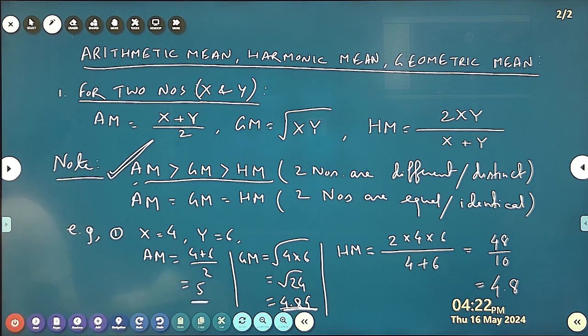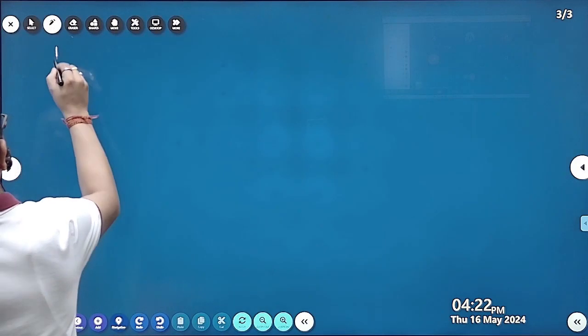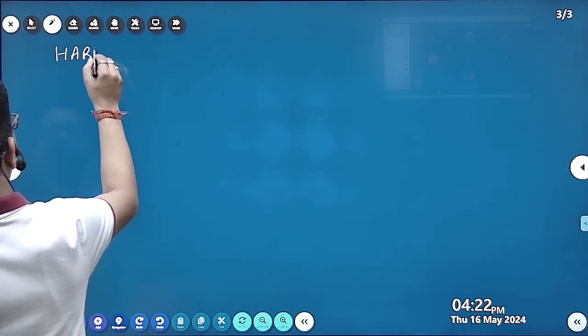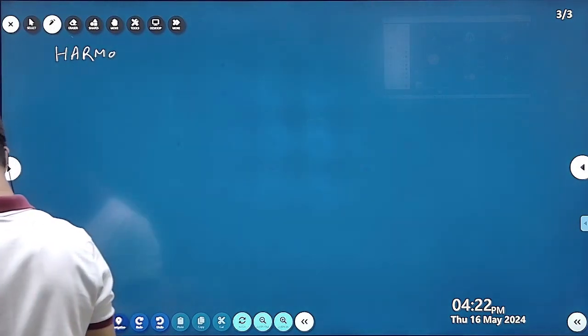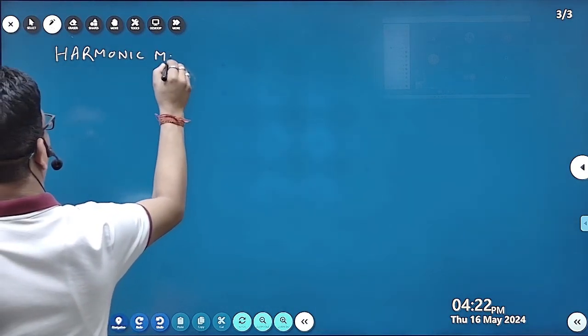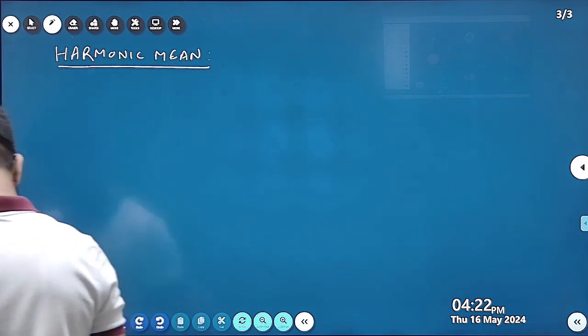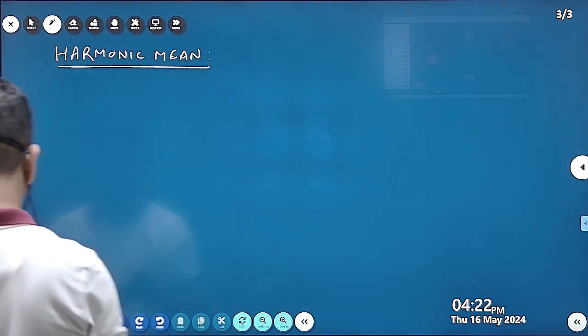Right, this is done. So harmonic mean will start. Arithmetic mean is already done. Arithmetic mean means the mean only. In short, it is mean. So let's do harmonic mean. Harmonic mean for two numbers we have already discussed. So I initially started with two numbers.